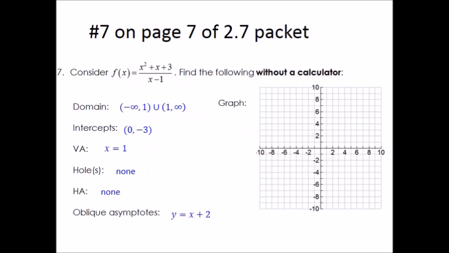To graph, I'll first draw dashed lines to represent each of the asymptotes. So I have a vertical line at x equals 1, and a diagonal line with slope up 1 over 1 that has a y-intercept of 2. Then I'll graph a point for the y-intercept at negative 3 on the y-axis.